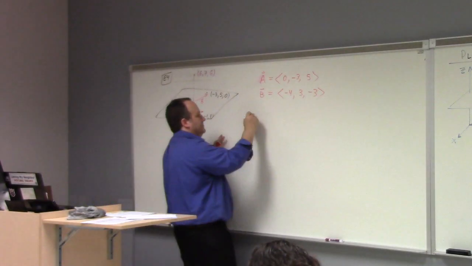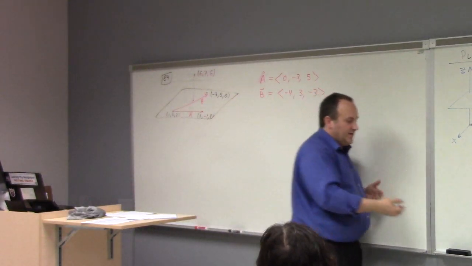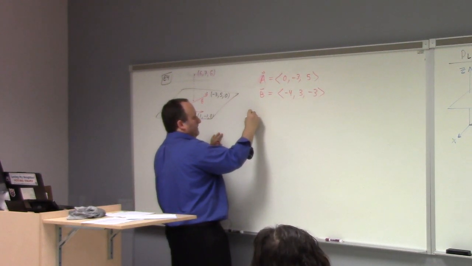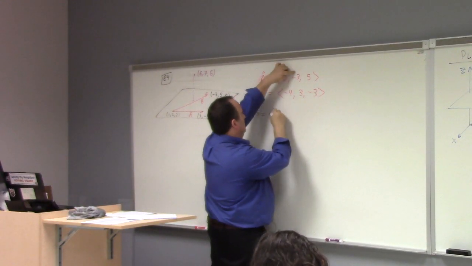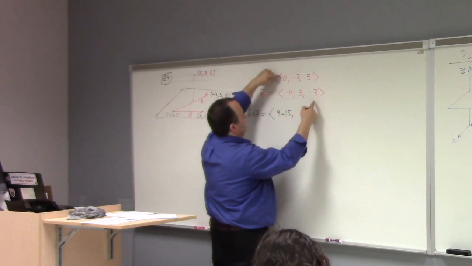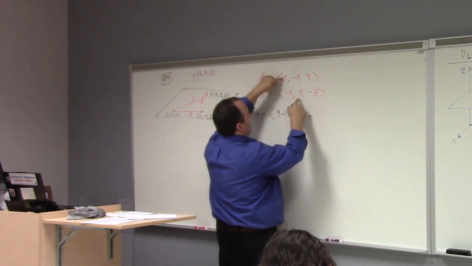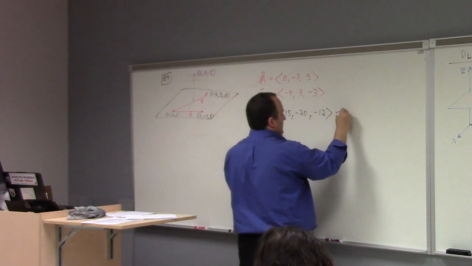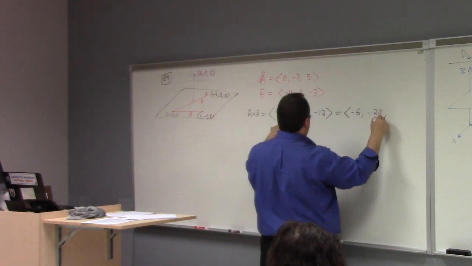I need to find the normal vector. This is going to hurt a bit, but not too much. We do have to do the cross product, right? So A cross B. Let's see here, 9 minus 15. Let's see here, minus 20. Minus 12, I think. So I got cross product of minus 6, minus 20, minus 12.